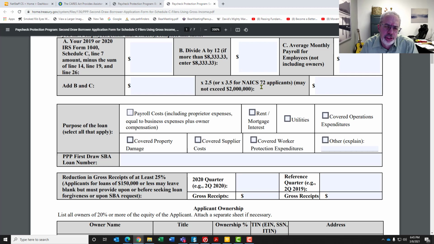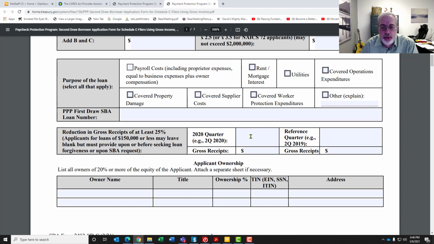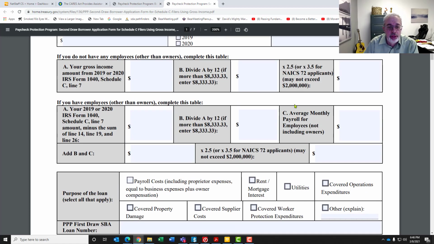Don't lie and cheat and change your ID code. It's only going to come back to bite you. So be honest and sleep good at night. Don't get any bright ideas. And then the rest of this is pretty much the same, except that they also have this section right here that's a reduction in gross receipts. So in order to qualify for the second PPP, your gross receipts have to have dropped at least 25%. Now that's different than the number up here of gross income.